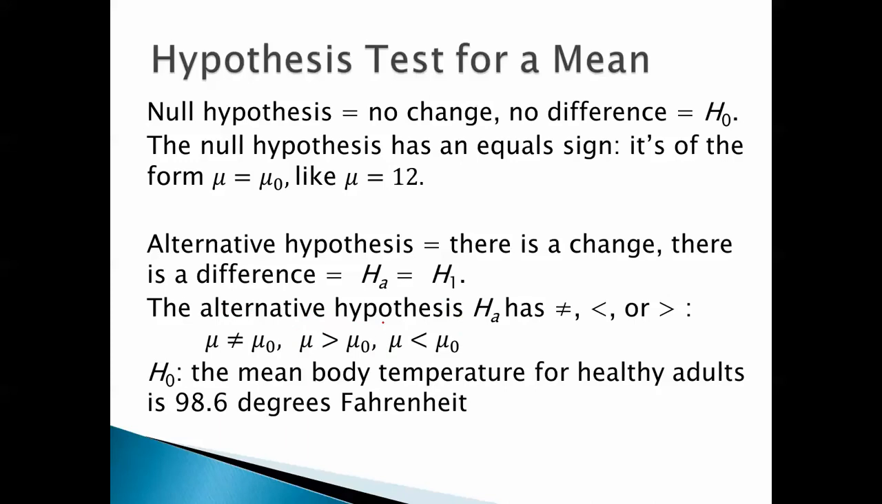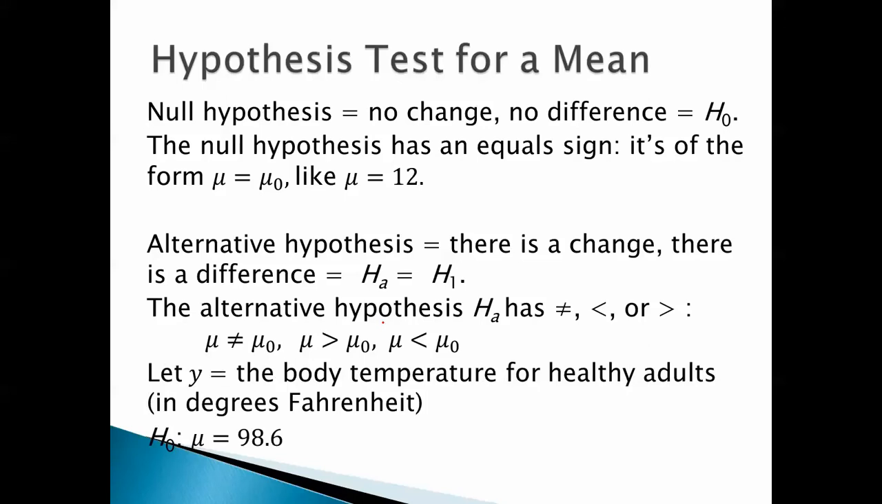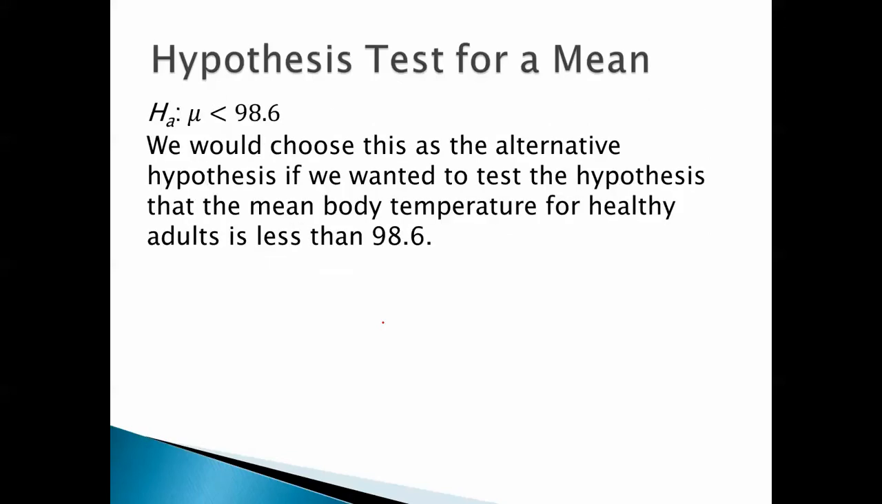Okay, so here our null hypothesis is that mean body temperature for healthy adults is 98.6 degrees Fahrenheit. So here's the way we represent that symbolically. Let y equal the body temperature for healthy adults in degrees Fahrenheit. The null hypothesis is that mu equals 98.6. As for the alternative hypothesis, well, mu is less than 98.6.